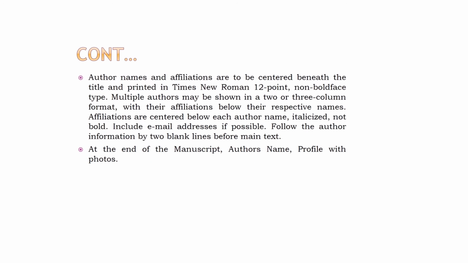Author names and affiliations are to be entered beneath the title and printed in Times New Roman 12-point non-boldface type. Multiple authors may be shown in a 2 or 3 column format with their affiliations below their respective names. Affiliations are centered below each author's name, italicized, not bold. Include email addresses if possible. Follow the author's information by 2 blank lines before main text. At the end of the manuscript, add the authors' name profile with photos.